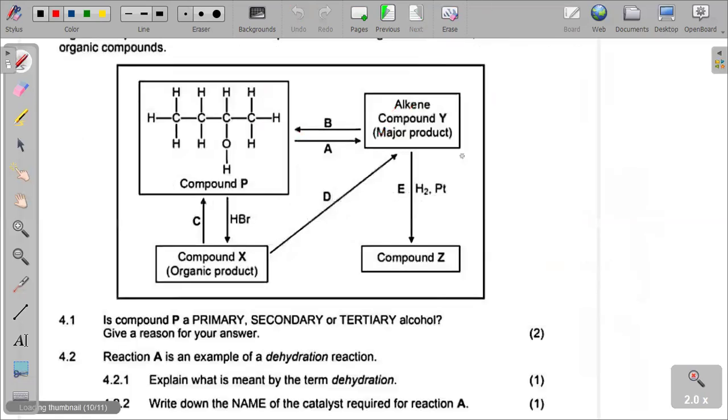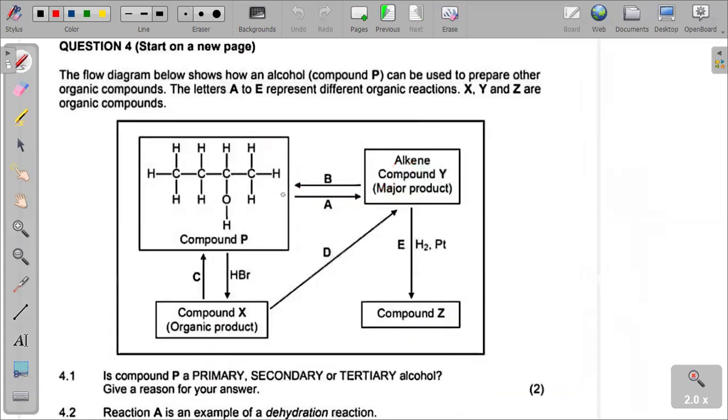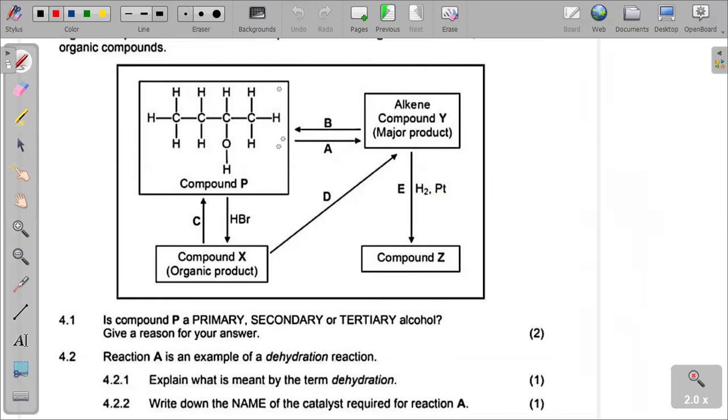The next question says, the flow diagram below shows how an alcohol compound P can be used to prepare other organic compounds. The letters A to E represent different organic reactions. X, Y, and Z are organic compounds. Question 4.1: Is compound P a primary, secondary, or tertiary alcohol? Give a reason for your answer.